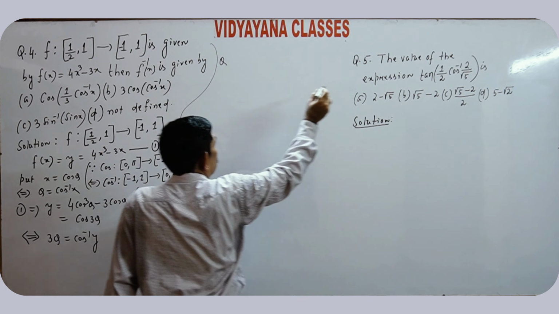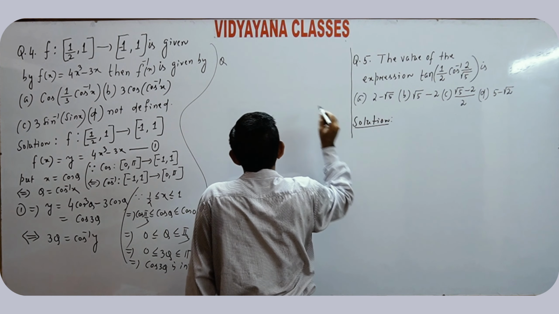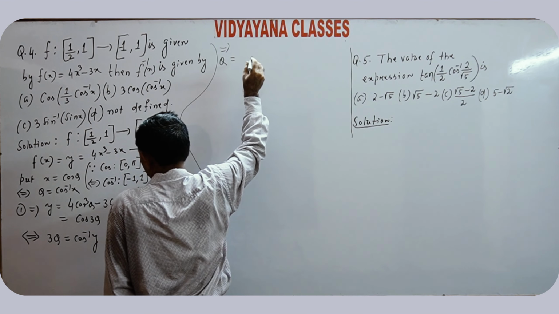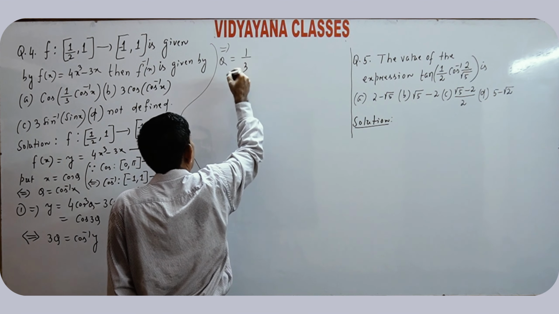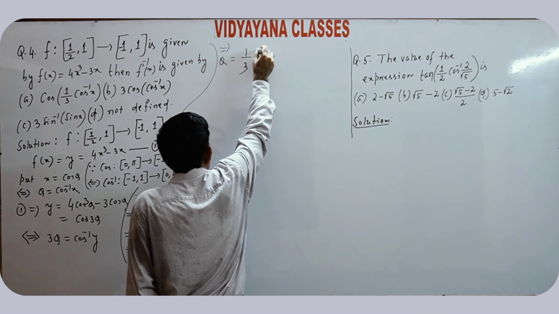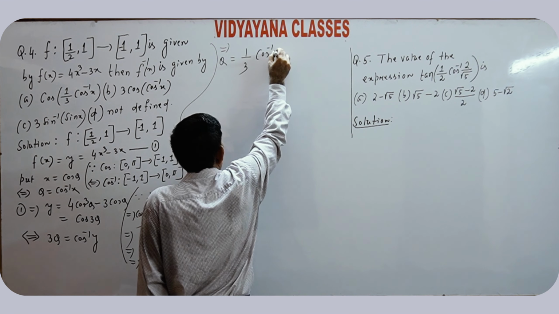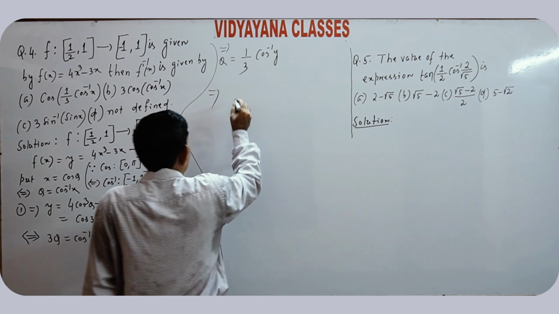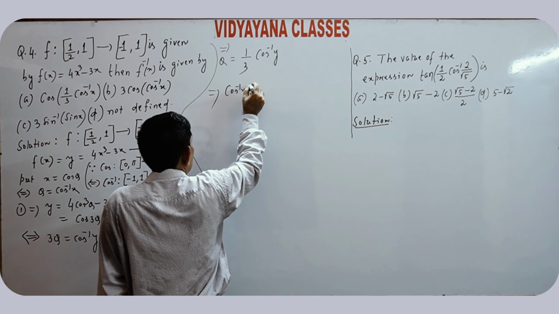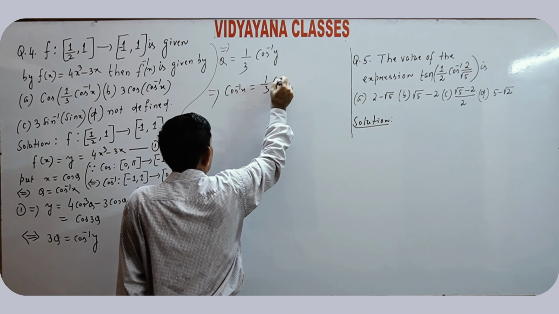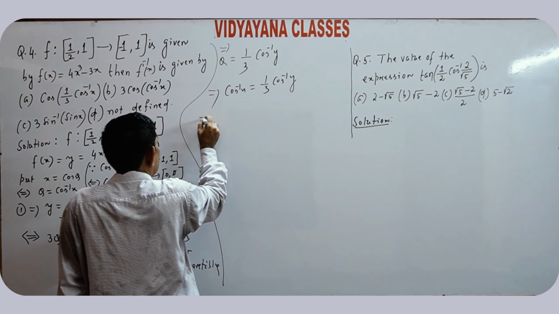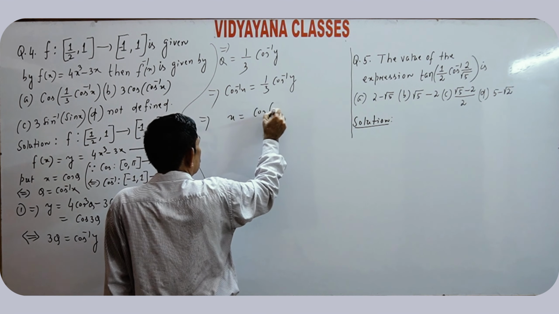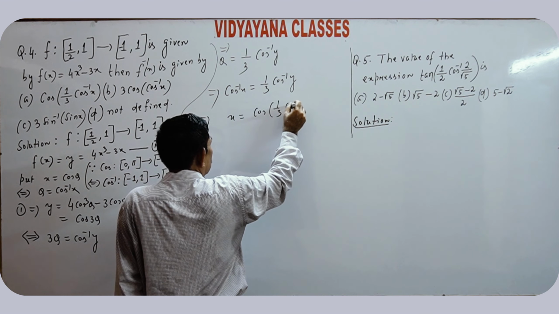Theta is equal to 1 by 3 cos inverse y, which implies theta is equal to 1 by 3 cos inverse y. What is theta? Theta is cos inverse x, which is equal to 1 by 3 cos inverse y, which implies x is equal to cos of 1 by 3 cos inverse y.